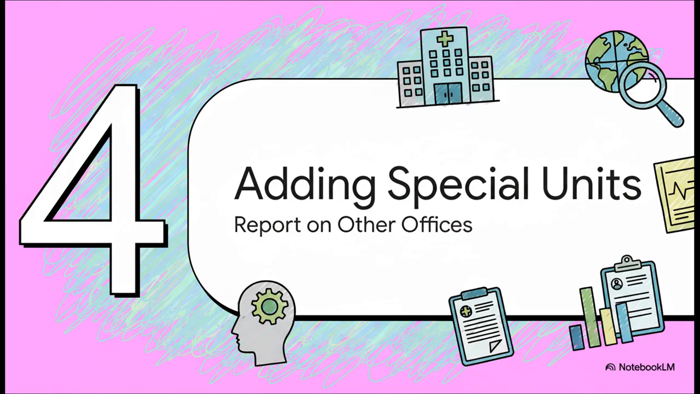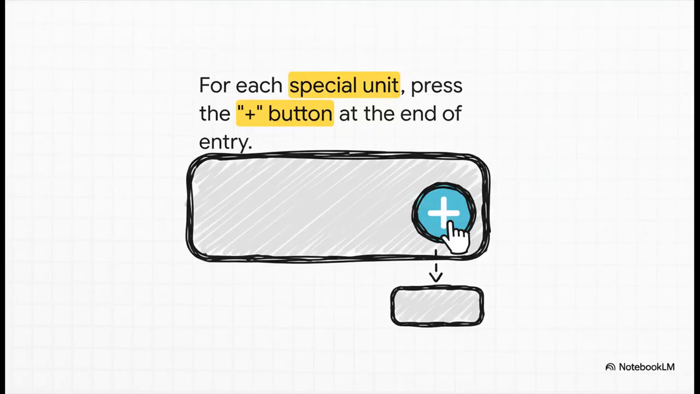This is where we cover how to report on all those other special units, campaign offices, training centers, anything that falls directly under your PDHS office's management. And you'll be happy to hear the process is surprisingly simple. For every separate unit you need to add, you just scroll to the end of the section in the form and click that little plus button. Boom! It'll generate a brand new, clean section for you to enter that unit-specific data.